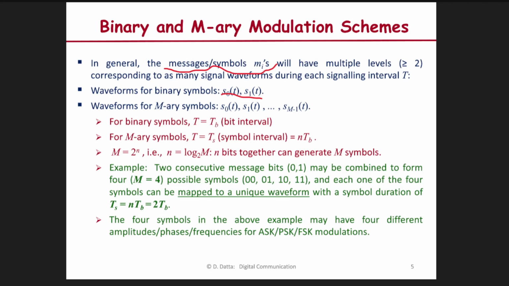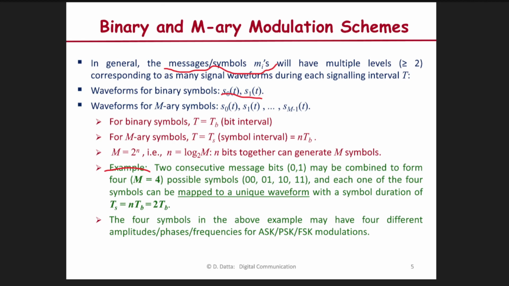So I can see now that M will be equal to 2 to the power n. That means if you take 2 bits at a time and each bit has 2 values, then 2 to the power 2, M will become 4. In other words, n will be log base 2 of M. So if M equals 4, how many bits will be required? You take log 2 of 4, then n will be 2. Right? So this is the example I am giving.